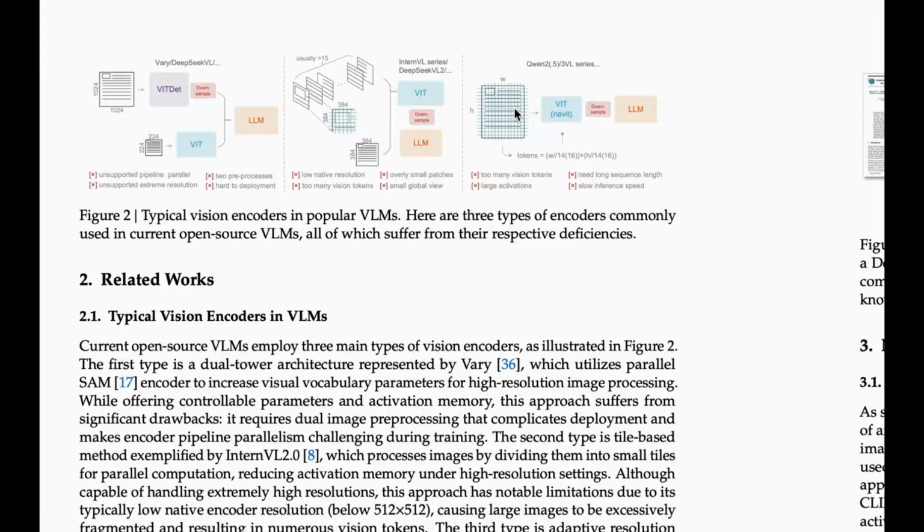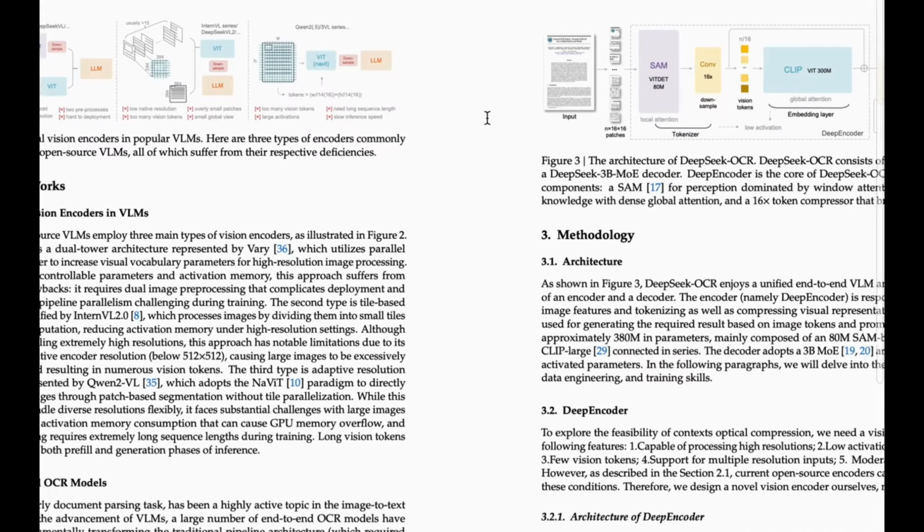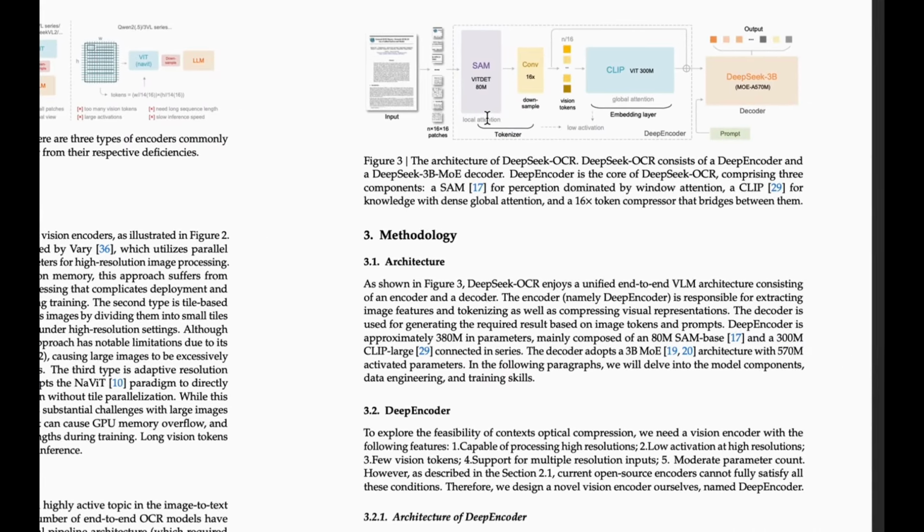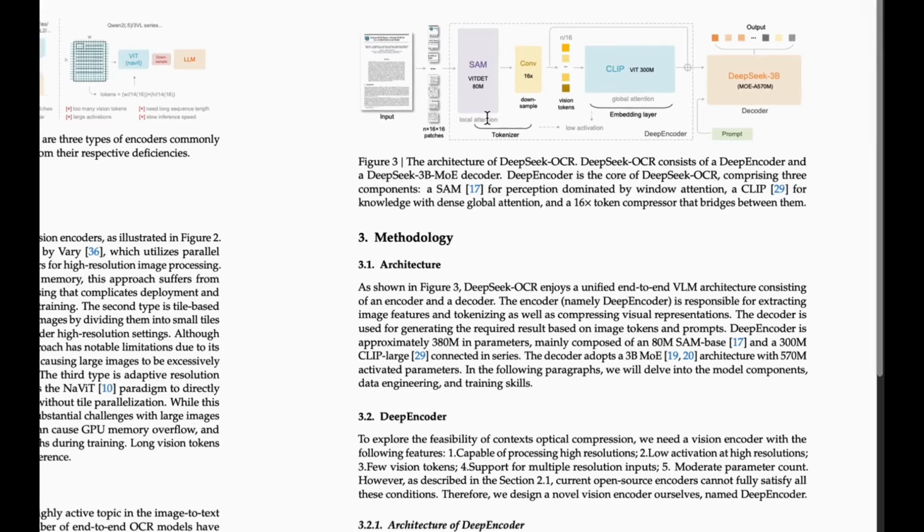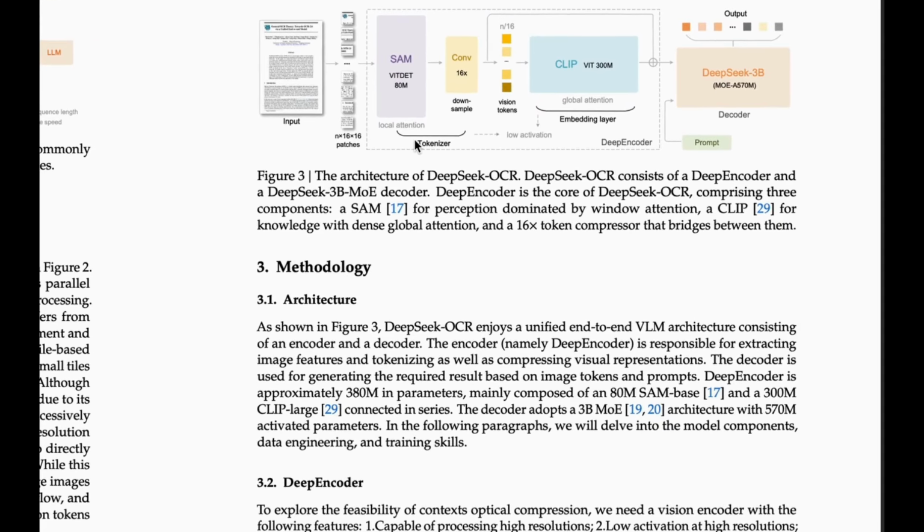Now I hope you have got some idea about what exactly this diagram is talking about, what encoder models and problems they have mentioned here. And if we see figure three over here, this is the DeepEncoder solution that they are proposing. Look at this entire design very carefully. It is really, really elegant.